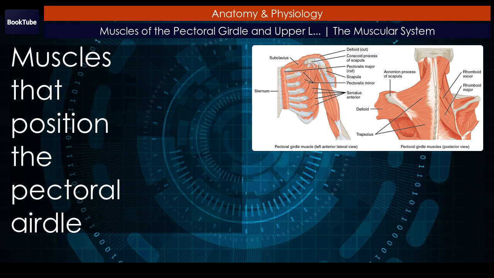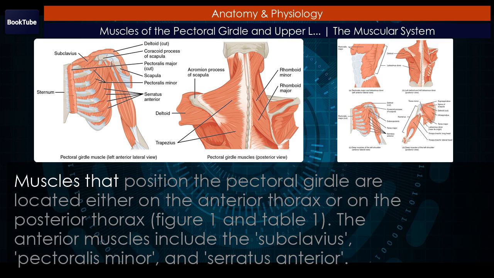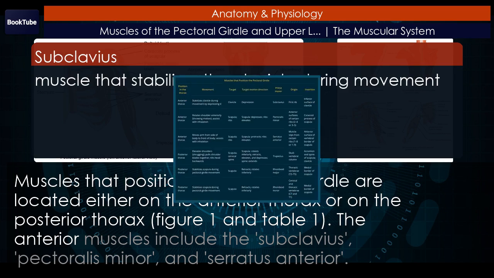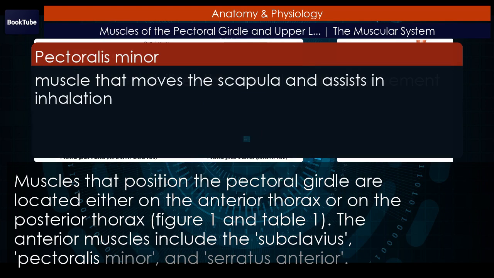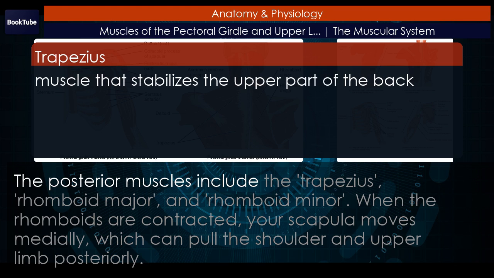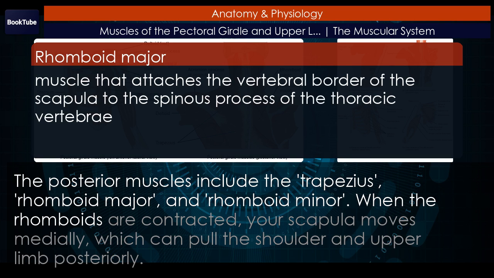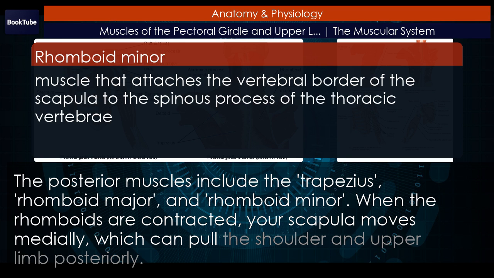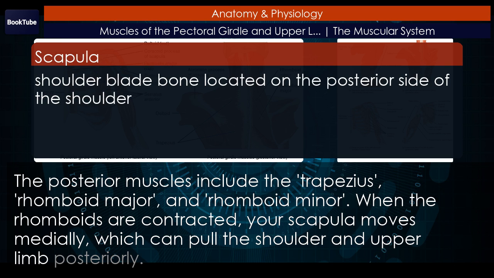Muscles that position the pectoral girdle. Muscles that position the pectoral girdle are located either on the anterior thorax or on the posterior thorax. Figure 1 and Table 1. The anterior muscles include the subclavius, pectoralis minor, and serratus anterior. The posterior muscles include the trapezius, rhomboid major, and rhomboid minor. When the rhomboids are contracted, your scapula moves medially, which can pull the shoulder and upper limb posteriorly.